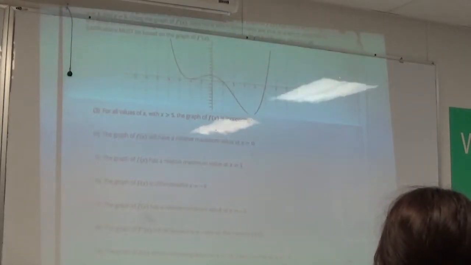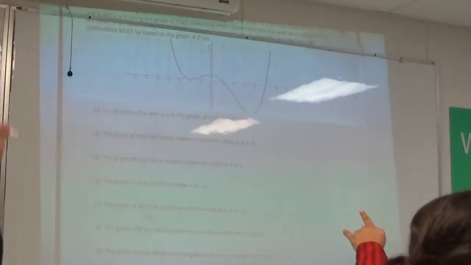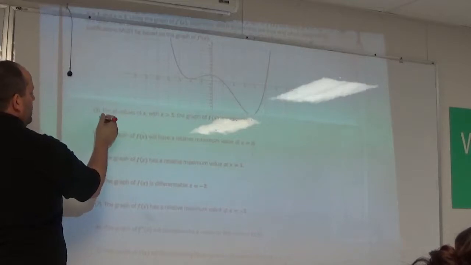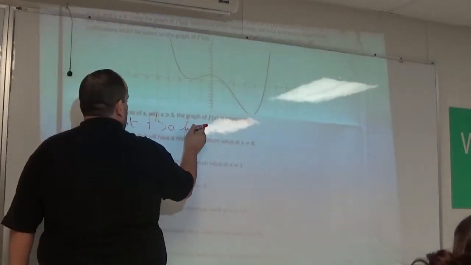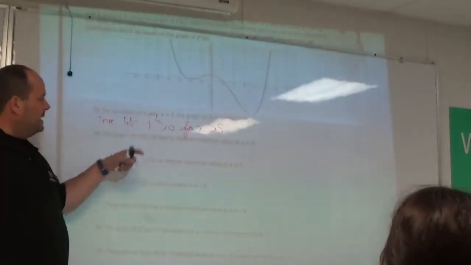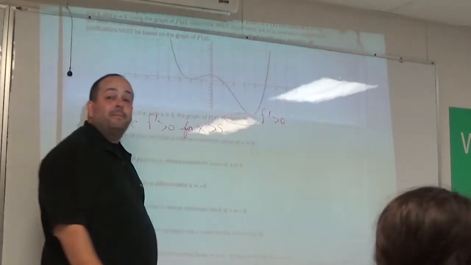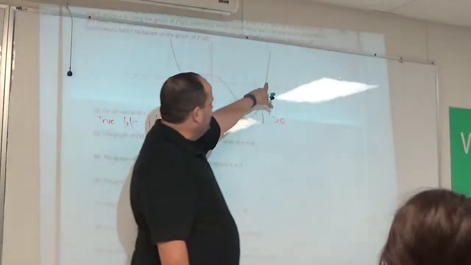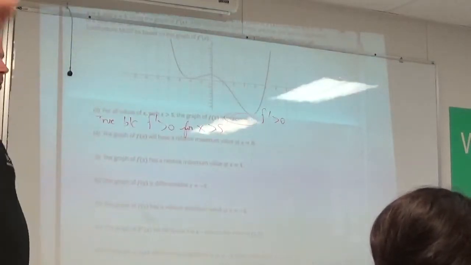For all values of x with x greater than 5, the graph of f of x is increasing. Oh my God, Sheila. That's true because f prime is greater than 0 for x greater than 1. Sheila, I could not have said that better myself. This is a true statement because for f to be increasing, f prime has to be positive. This is the graph of f prime, and I can see that for x values greater than 5, f prime is positive. Love it. Full points.